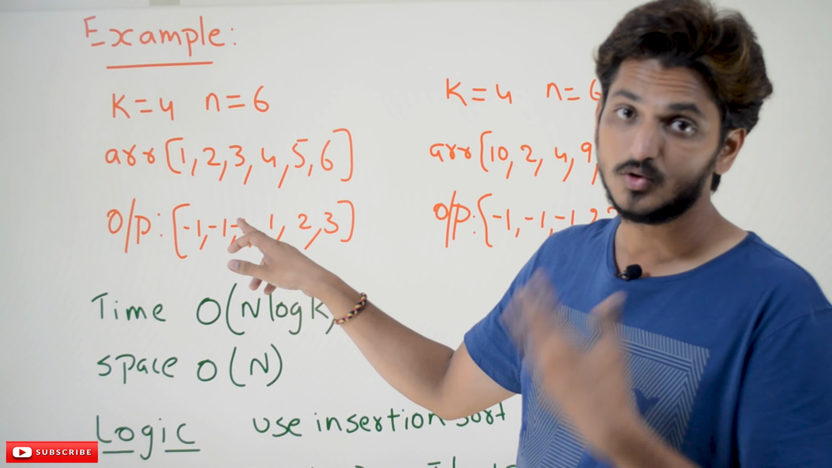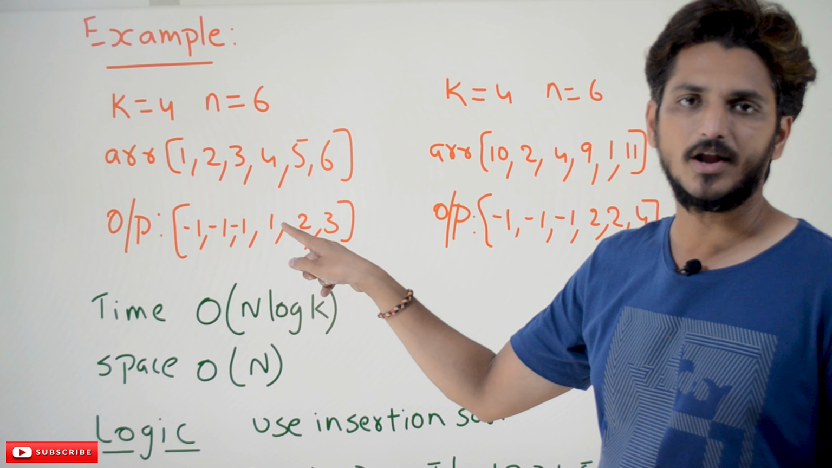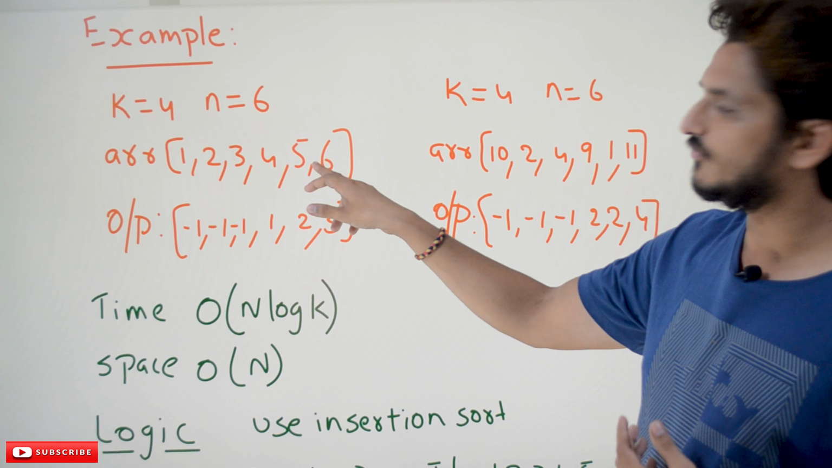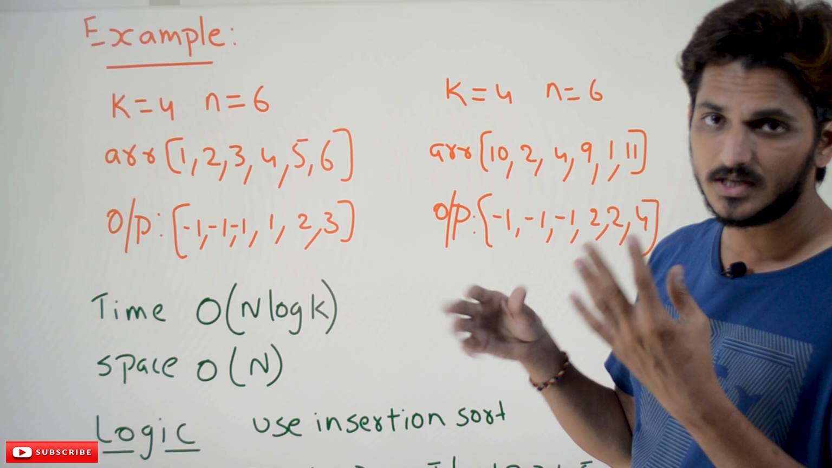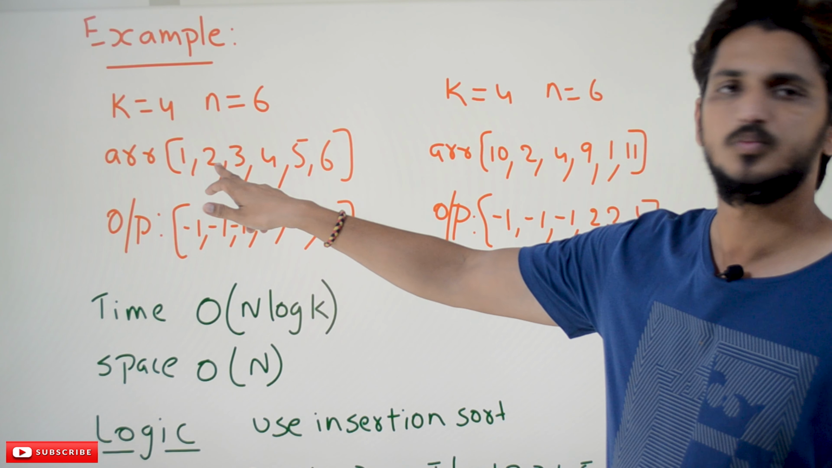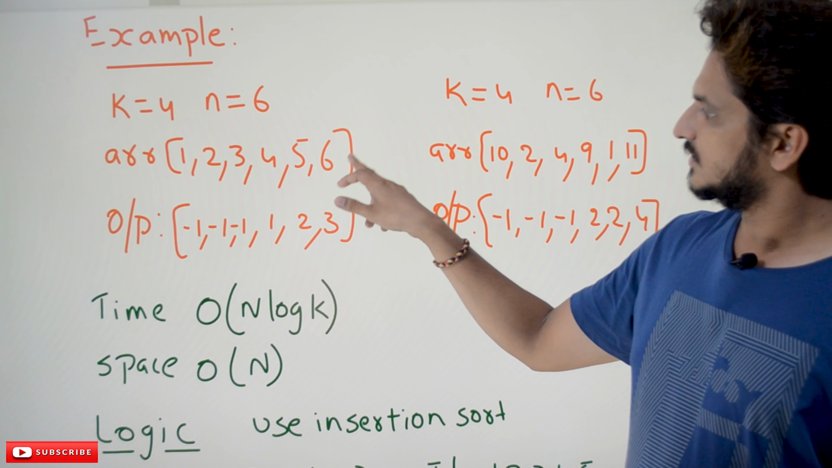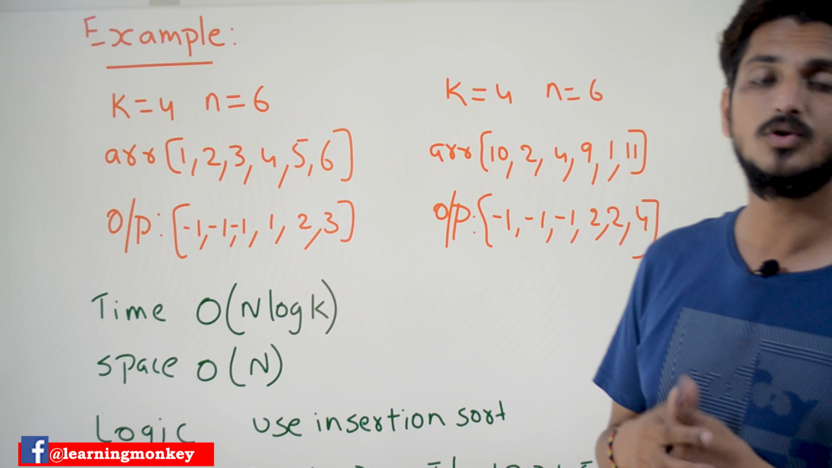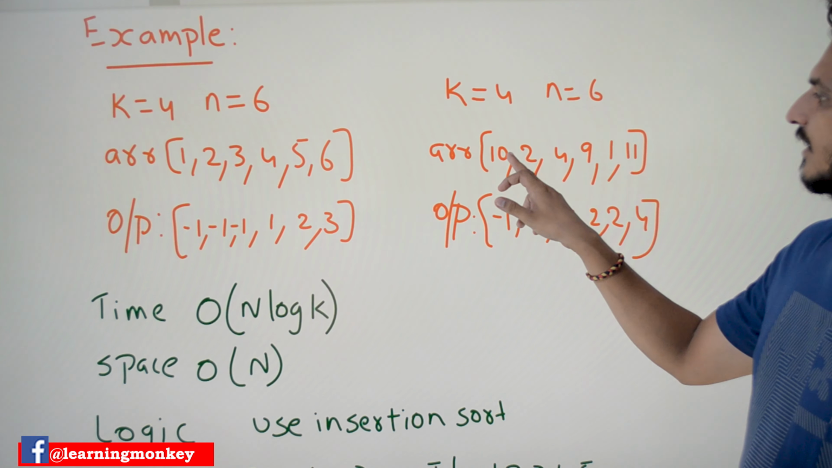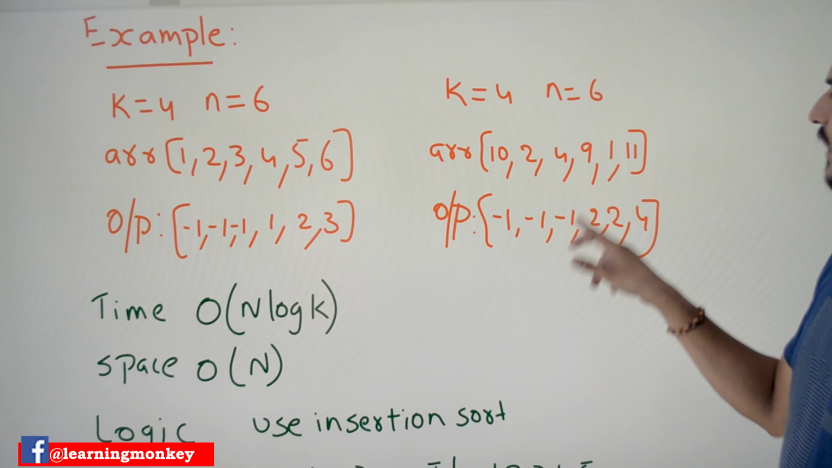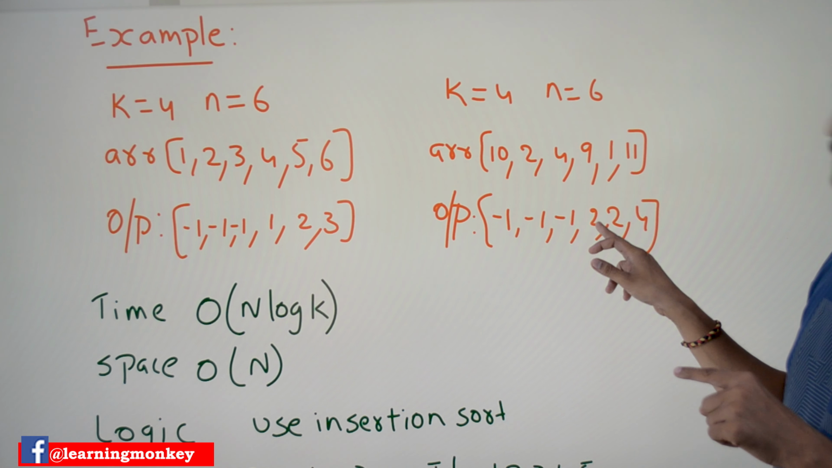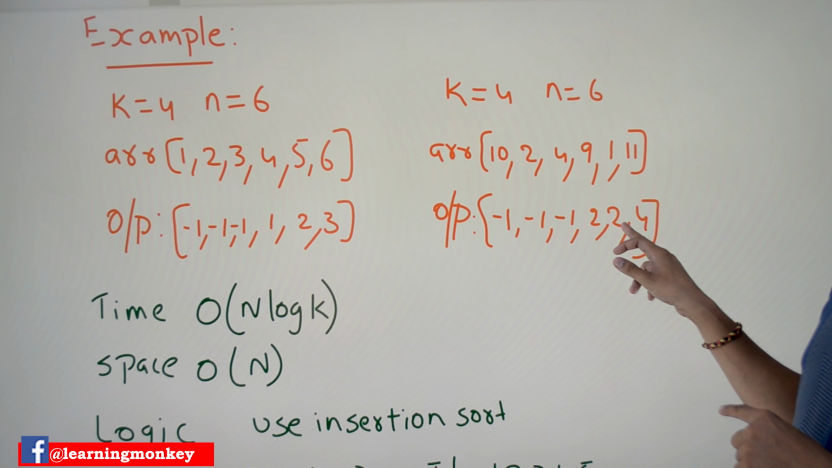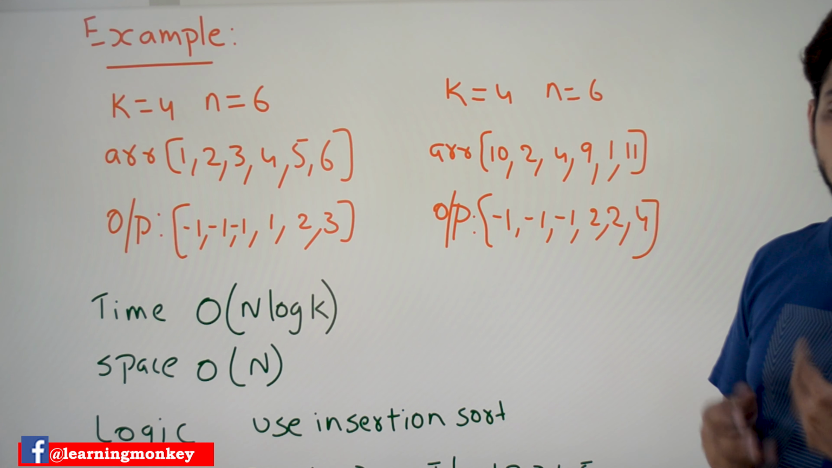Next one is 4. 4 elements are there. What is the fourth largest element in this set of 4 elements? 1. That's why we are going to display 1. Similarly, the next element is 5. What is the fourth largest element in these 5 elements? Which is 2. So we have to display 2. Next element is 6. So we have to display 3. This is what we need to display. Take one more example. 10 -1, 2 -1, 4 -1, 9, 2. Next one is 1, 2, 11, 4. This is the output you have to display.